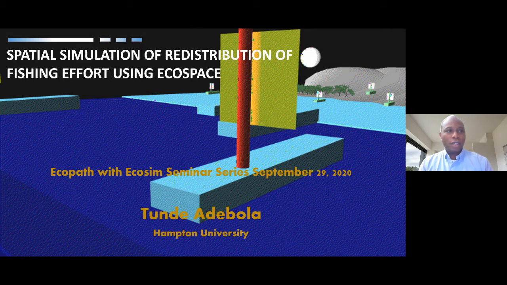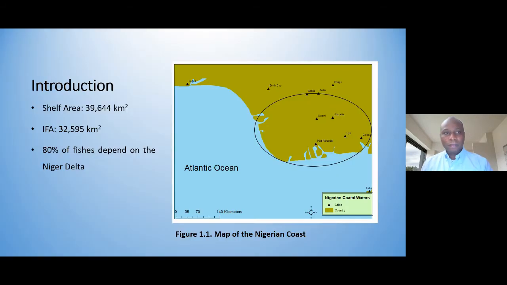This afternoon, I will be speaking on spatial simulation of redistribution of fishing effort using Ecospace. My research focused on Nigerian coastal waters. The shelf area is about 40,000 square kilometers, and about 75% of that seascape is fishable. What's important is that 80% of the fishes in these coastal waters spend at least a part of their life cycle in the Niger Delta. The Niger Delta is the third largest contiguous mangrove ecosystem in the world. So it's a very important ecosystem.